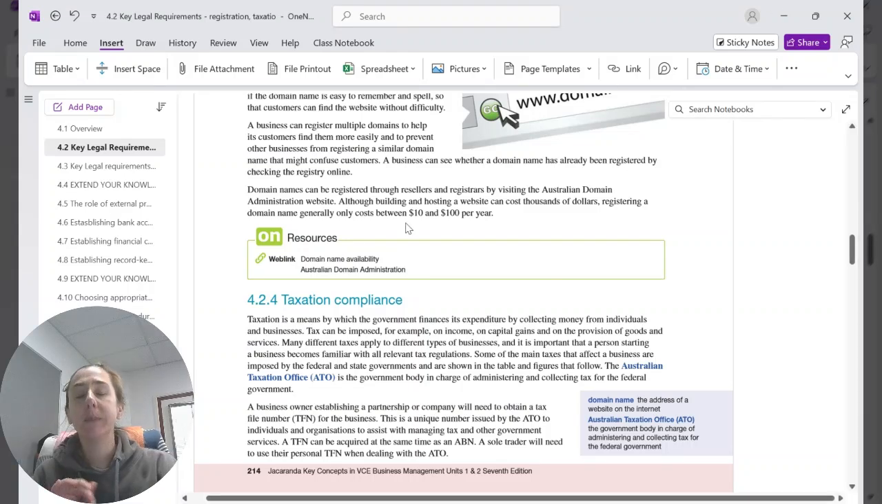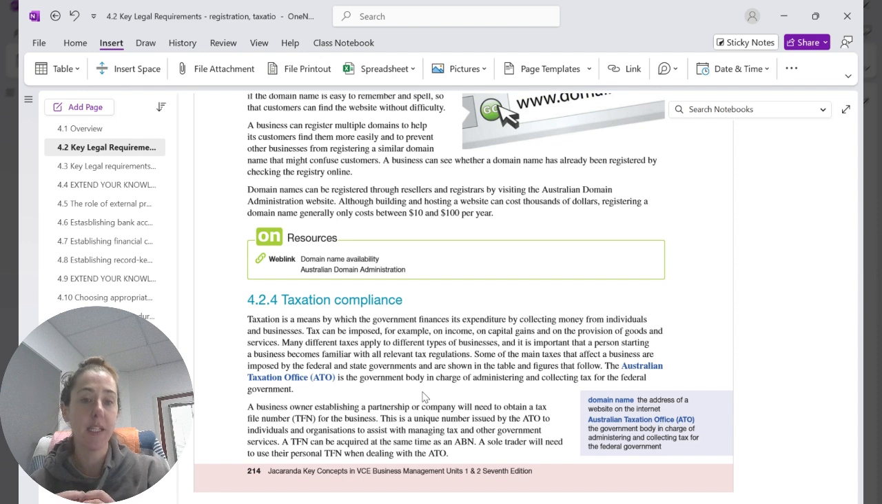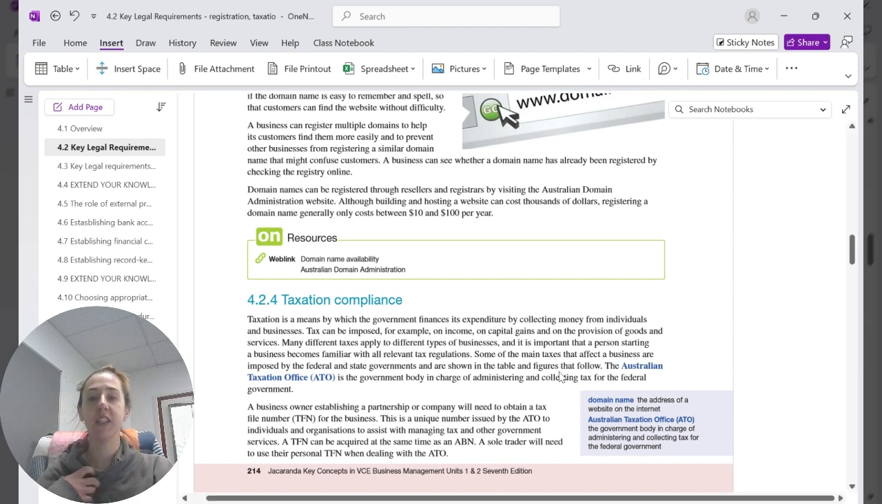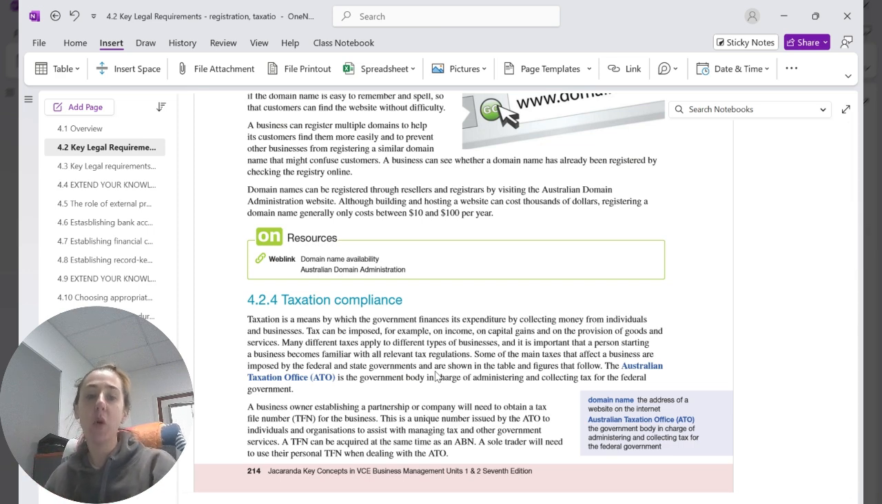Right. The next big part of that legal requirement element is taxation compliance. Taxation is a means by which the government gets finances for expenditure. It collects money from individuals and businesses. Taxes are imposed generally on income or capital gains, or GST, which is on goods and services. When we buy products at the store, many of them, if not most, will have GST as a component. That's a goods and services tax that goes to the government.